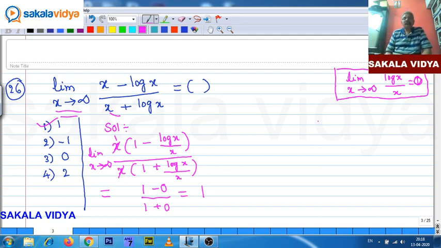Okay, and one more thing you remember, limit x approaches infinity, even 1 by x is also 0, even 1 by x square, 1 by x cube, 1 by x power 4 also 0.